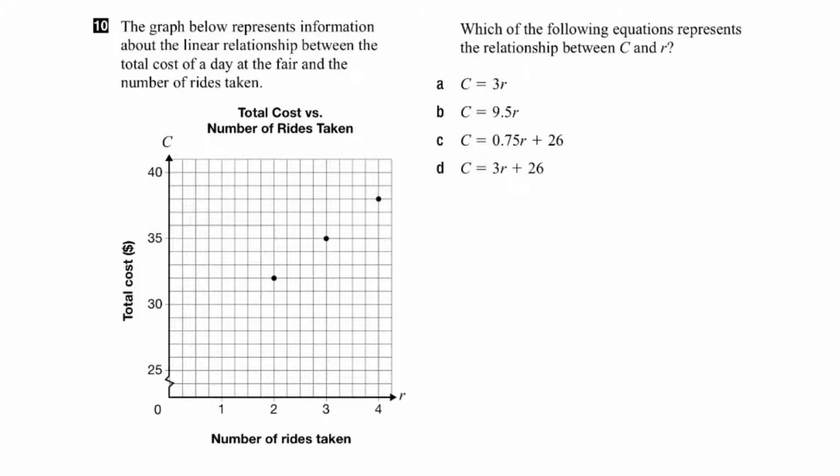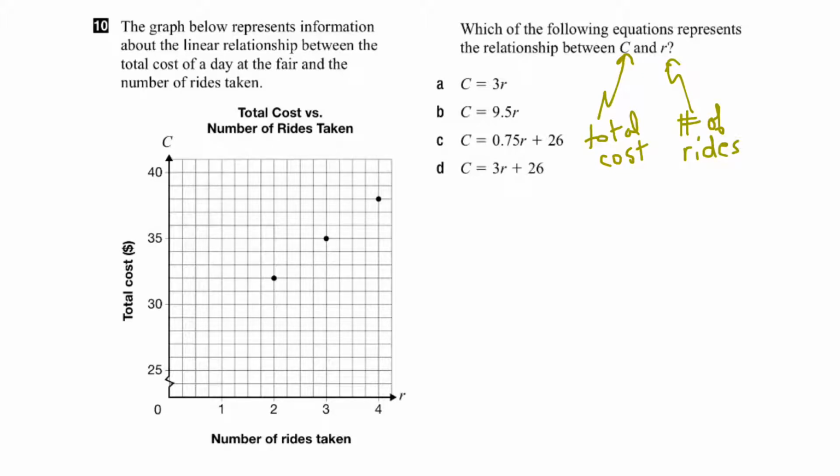In this question, we're given a graph of a linear relationship that represents the total cost of a day at the fair on the vertical axis versus the number of rides taken on the horizontal axis. And we're asked to determine which of these equations represents that relationship. So C is the total cost, and R is the number of rides taken.